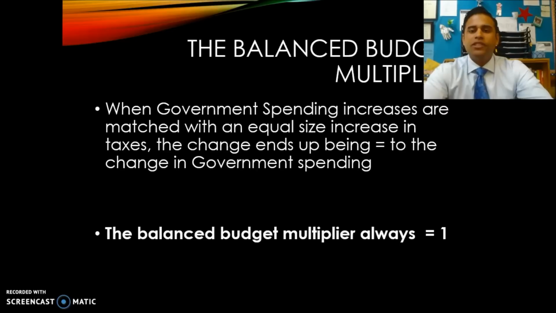Okay, so if you see on a question that there is a balanced budget like this, like this idea of, okay, we're going to raise spending, but we're going to raise taxes at the same time, well, then the multiplier is 1. Pretty easy, right? So let's recap.